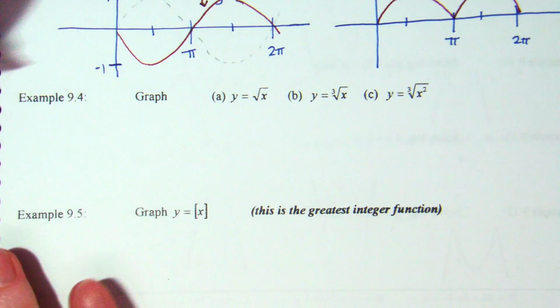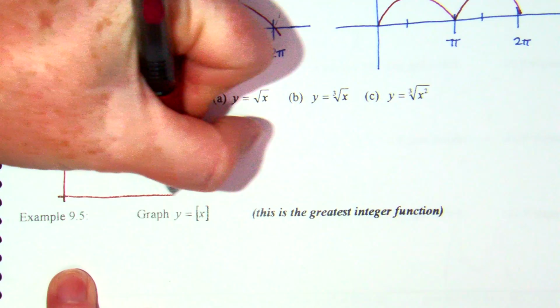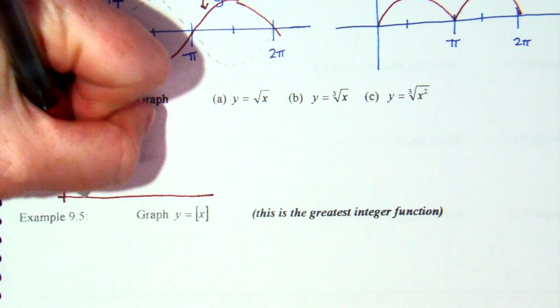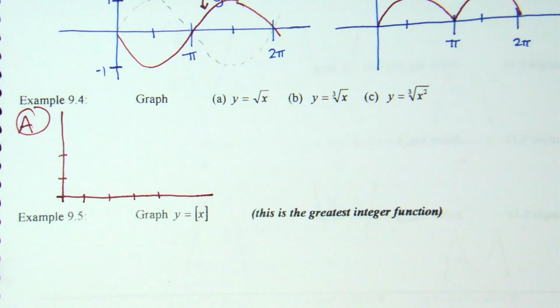So, A is y equals the square root of x. Do we remember what the square root of x looks like? What's the y equals the square root of x graph look like? Goes out like that. Okay. Daryl just drew it in the air.